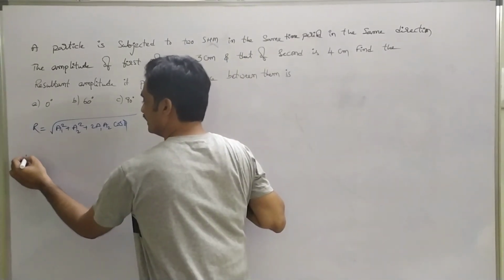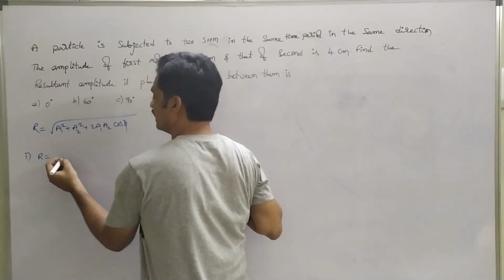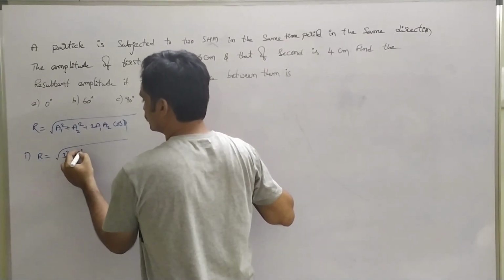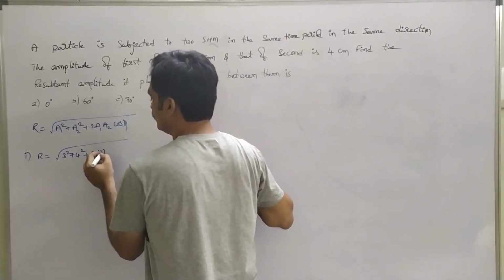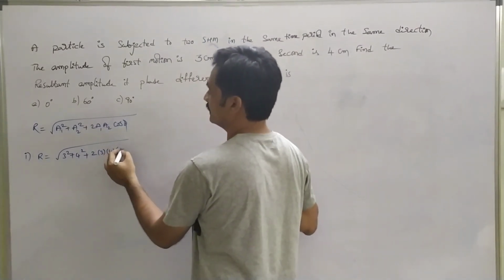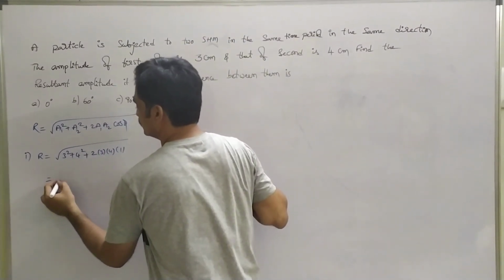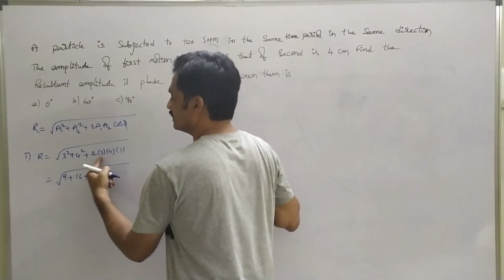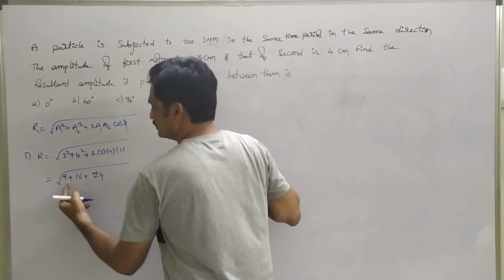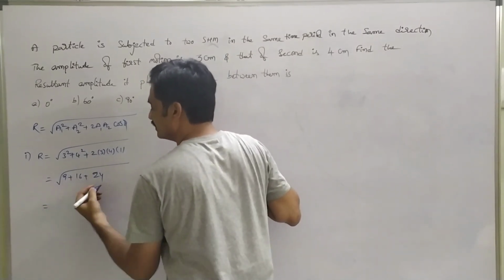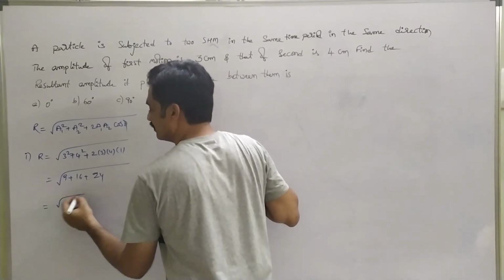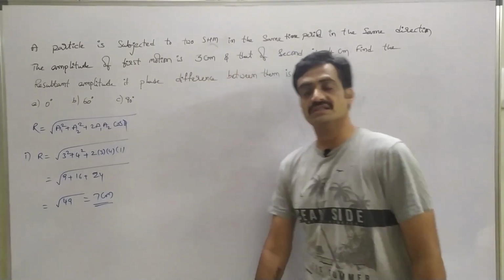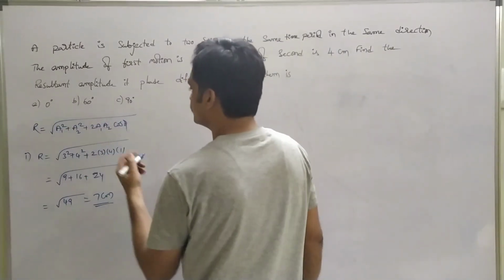In this case the resultant amplitude is R equals the square root of 3 square plus 4 square plus 2 into 3 into 4, and cos 0 is 1. Substituting, we have 9 plus 16 plus 3 into 4, 12, into 2, 24. Observe that 9 plus 16 is 25, 25 plus 24 is 49, and the square root of 49 is nothing but 7. The resultant amplitude is 7 centimeters when phi equals 0.